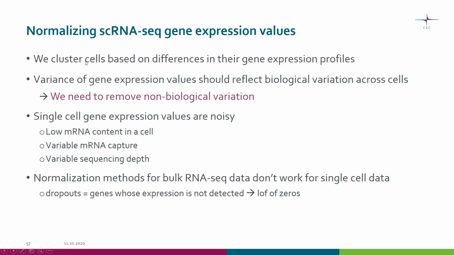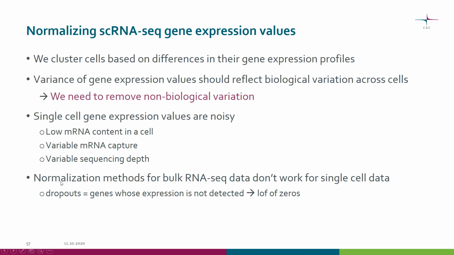So ultimately, we want to cluster cells based on differences in their gene expression profiles, and the variance of gene expression values should, of course, reflect biological variation across the cells. So in other words, we need to remove the non-biological variation, and unfortunately, there is a lot of that in single-cell data. The data is noisy for various reasons. The starting material is low, the capture to the beads is variable, and also the sequencing depth is variable.